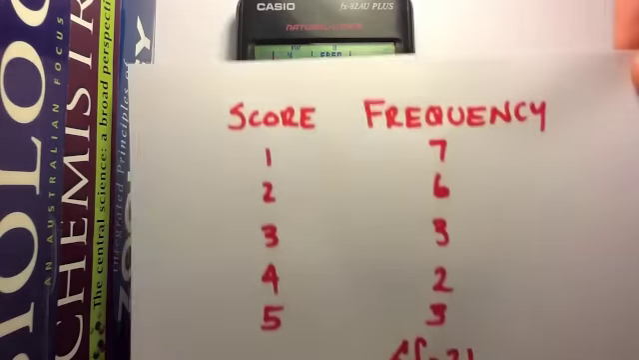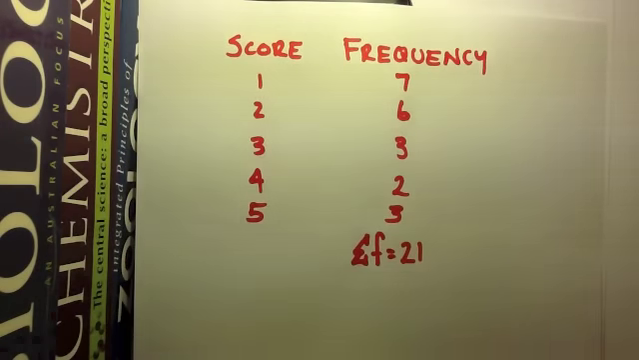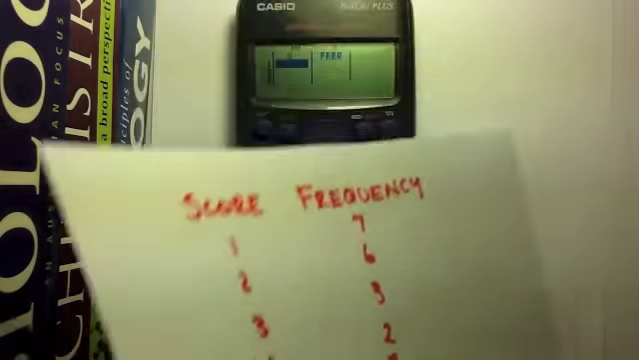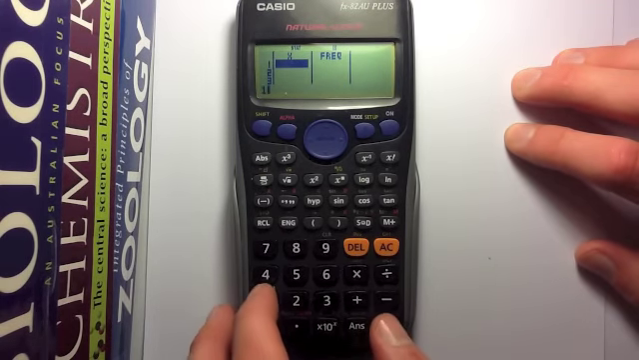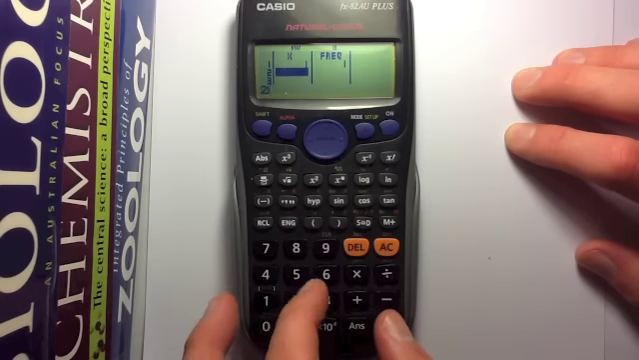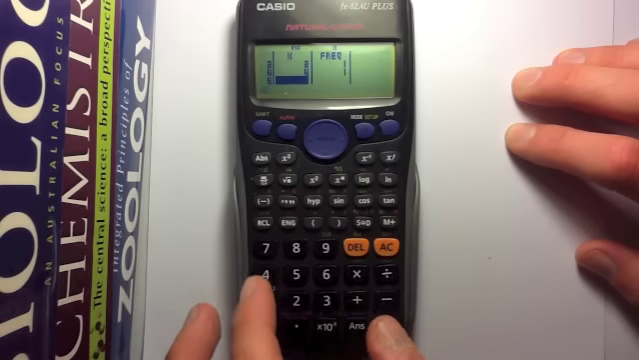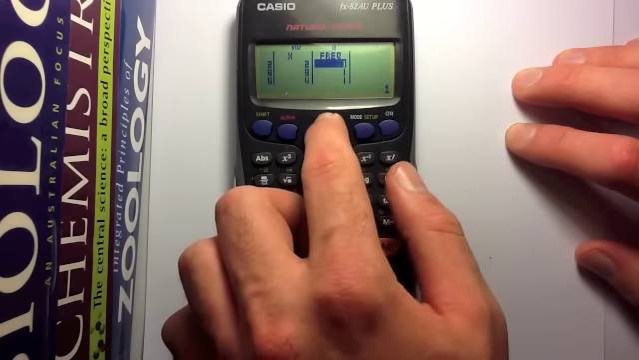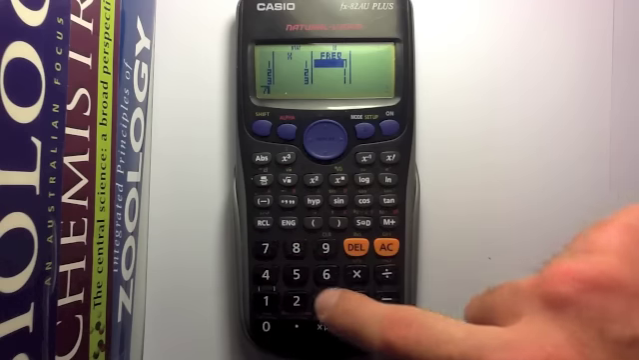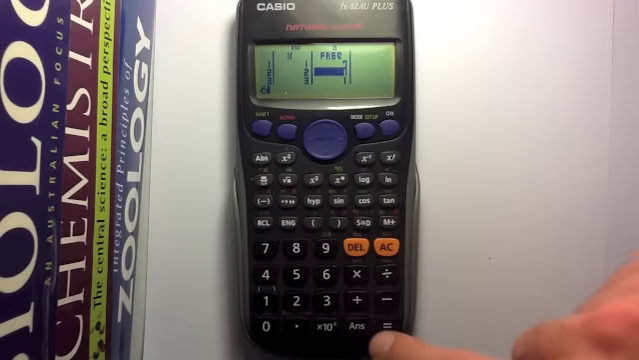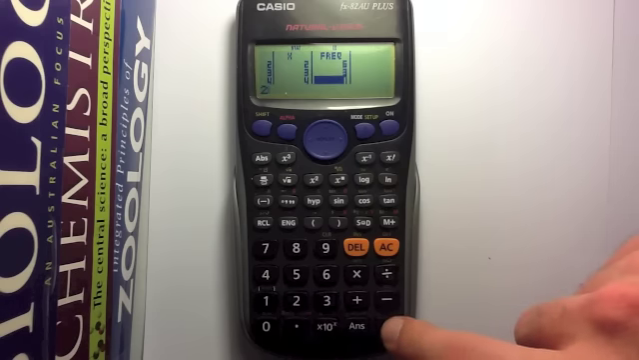What we're going to do is add this set of data to our calculator and find the mean and standard deviation. To start off with, I enter the data, so I go, first score was 1 equals 2 equals 3 equals 4 equals. Once I've entered my scores, I use my arrow buttons and I go around and I can add the frequency. So the score 1 had a frequency of 7, score 2 had a frequency of 6, 3 had a frequency of 3, 4 had a frequency of 2.